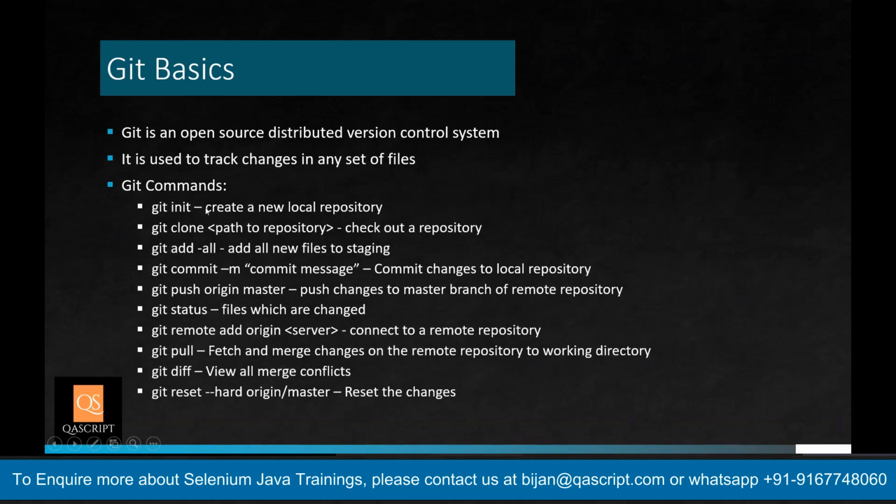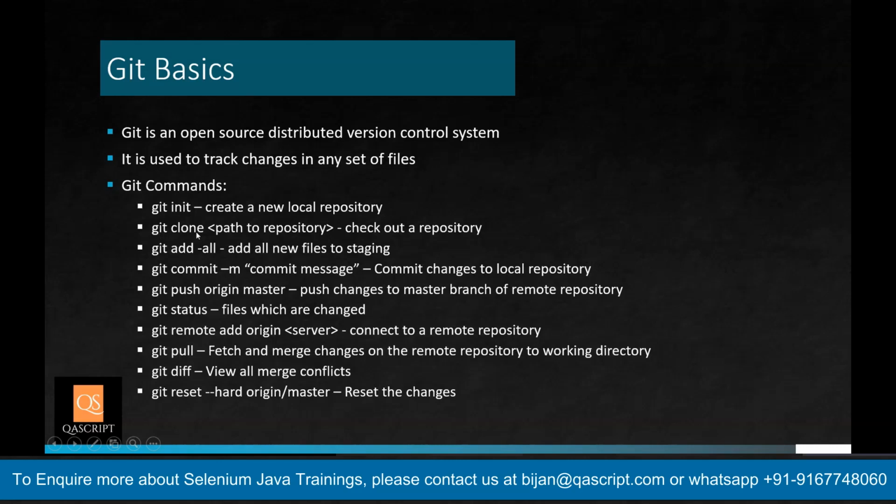The first command, git init, is to create a new local repository, right? So whenever you want to check in any particular code into a Git repository, first you need to convert your local project into a new local repository. That you can do using git init. It basically initializes your folder as a Git local repository, right? So it creates a .git folder in your folder.